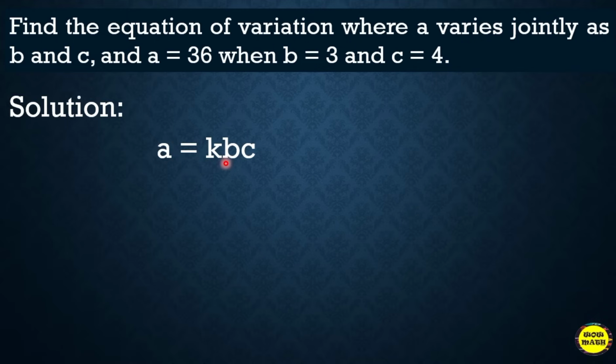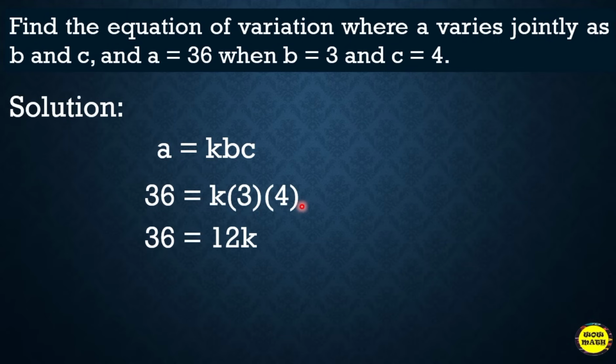So, in order to find the constant of variation, we substitute the values of A, B, and C. A is 36, B is 3, and C equals 4. And then simplify. 3 times 4, that is 12. So, 36 equals 12K. So, to solve for K, divide both sides by 12. So, that is 36 divided by 12. The constant of variation is 3. So, ibig sabihin, yung constant of variation natin dito ay 3.